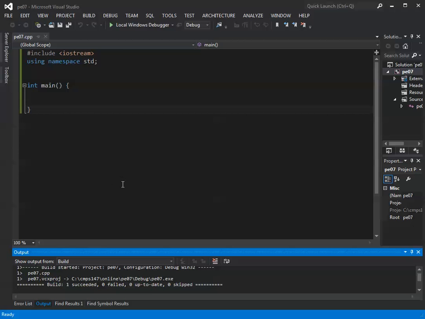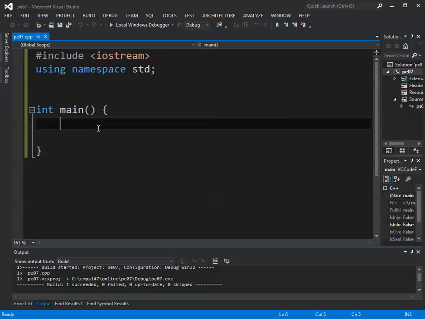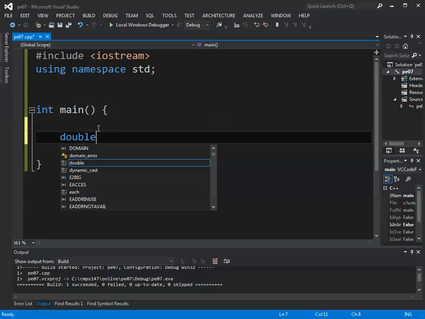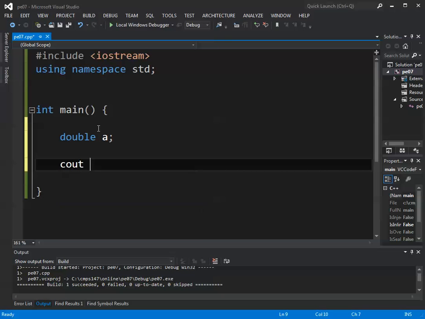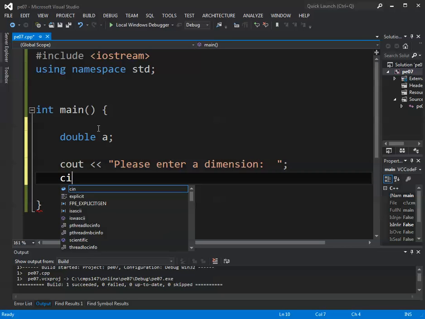So I've begun the program. I'm going to ask the user for a dimension. I'll call it A. And because it's going to be used in the area of a circle, the area of a square, or the area of several different things, I'm just going to call it dimension, sort of a generic label for it.